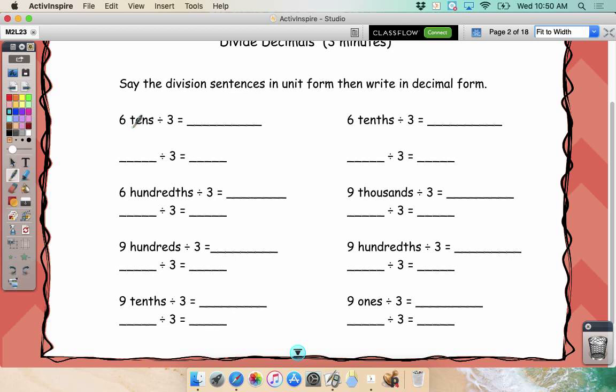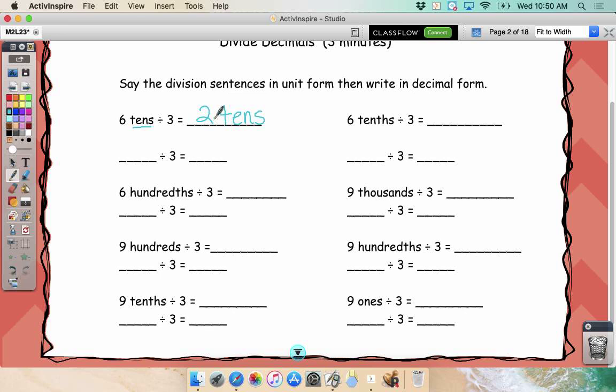And we already know that my place value is going to stay the same when it's in unit form, okay? Unit form is numbers mixed with words, okay? So I know this is going to be tens, okay? What's 6 divided by 3? 2. Okay, go ahead and write with me as we go.